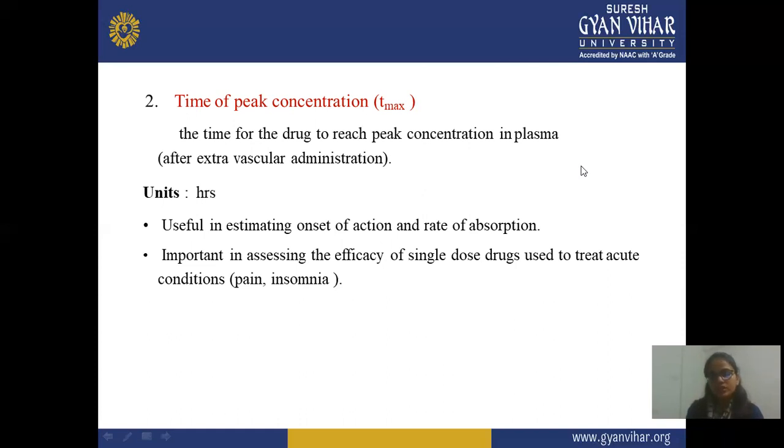So with the help of this Tmax, you can also calculate the maximum time required for a dosage to show the onset of action or the absorption effect. And with the help of this absorption and onset of action, you can check the efficacy of that particular single-dose drug or formulation. Mainly you study acute conditions like pain or insomnia drugs. So this is the Tmax.